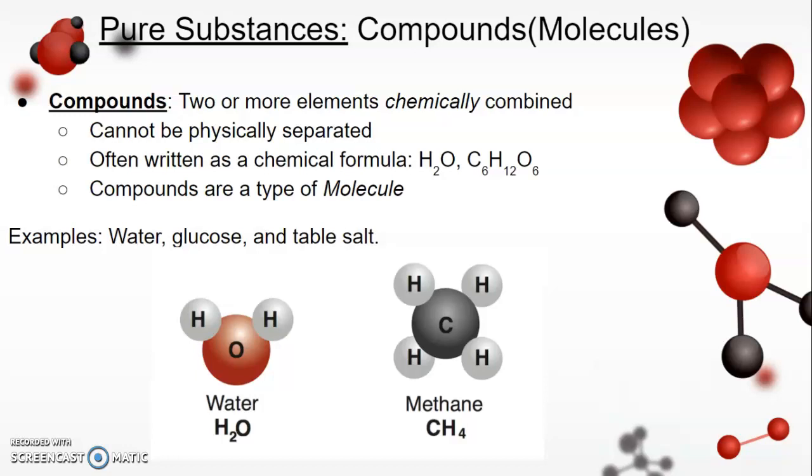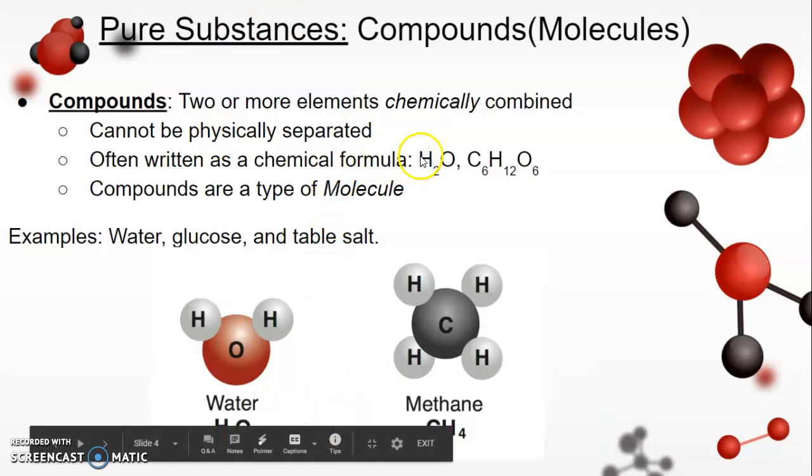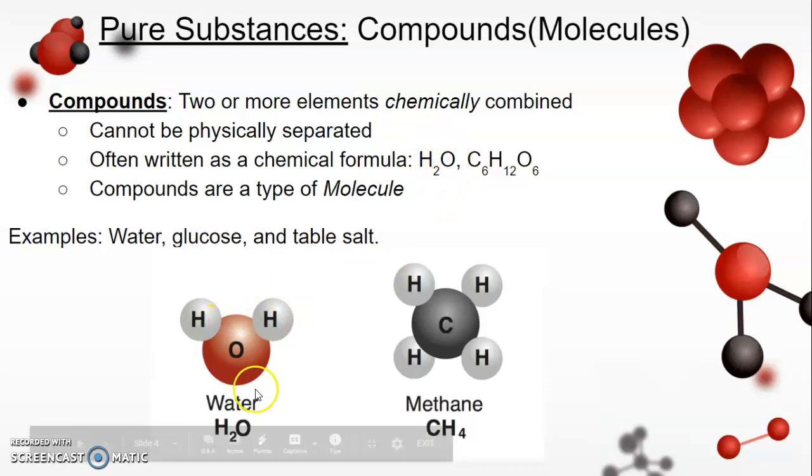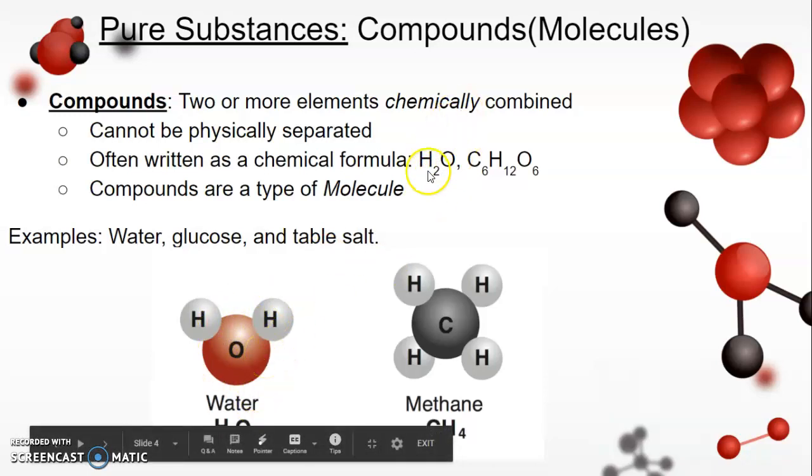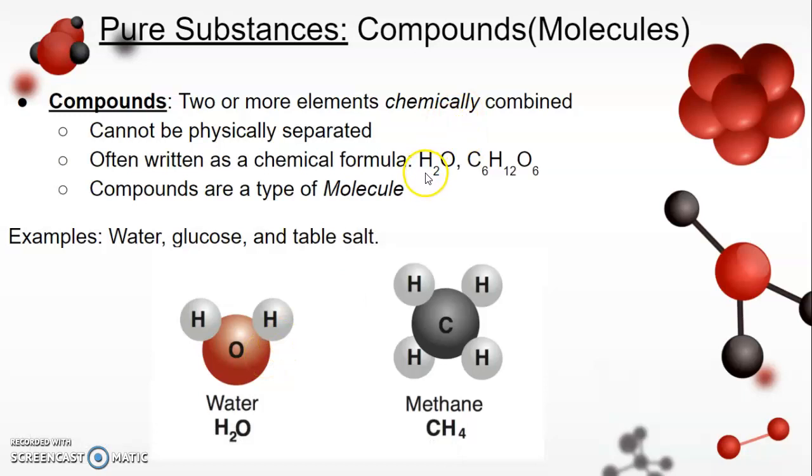Compounds are often written in a chemical formula. We've heard water being referred to as H2O. That's our chemical formula, right? H being the hydrogen, so we've got two hydrogen, H2, and then we've got one O, oxygen. Our chemical formula tells us which elements are involved in the compound. So hydrogen and oxygen, versus carbon, hydrogen, oxygen all in one compound. We can also call compounds a type of molecule. That's another nice word for them.